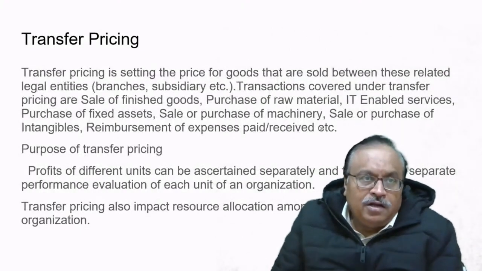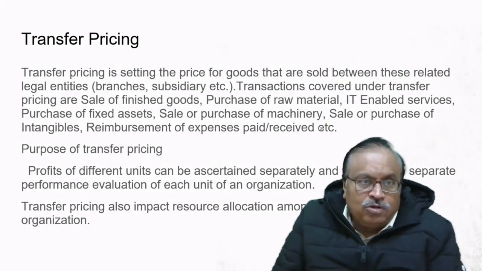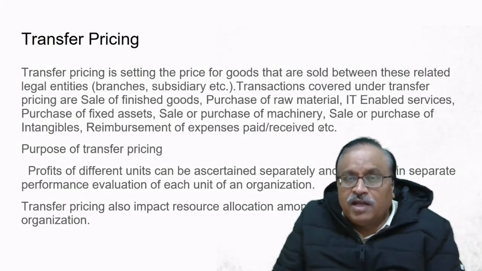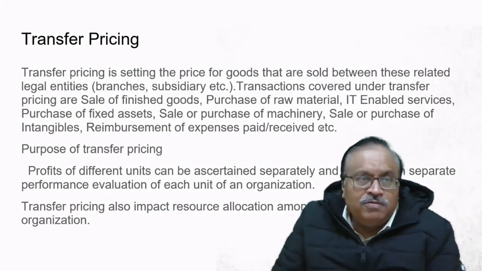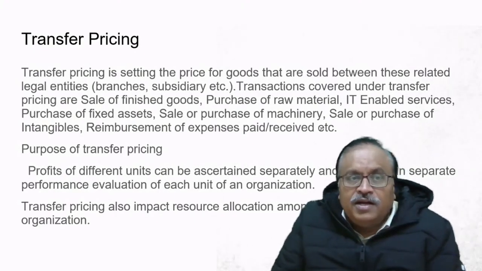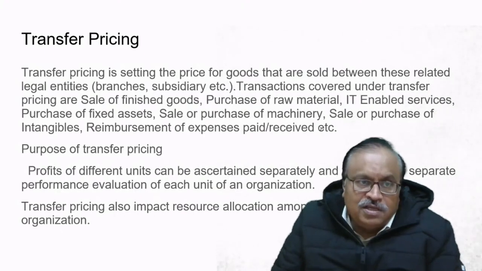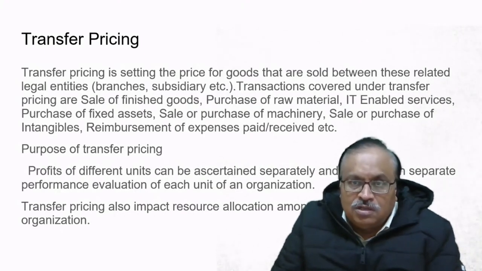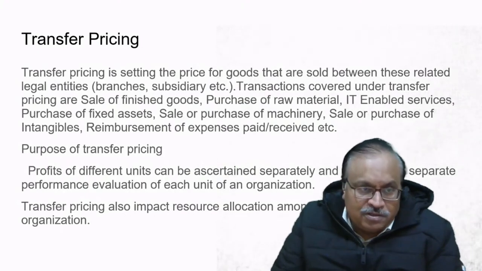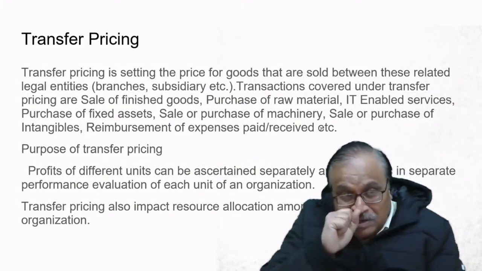Then we have transfer pricing. So transfer pricing is setting the price for goods that are sold between these related legal entities, branches, subsidiaries, etc. Transactions covered under transfer pricing are sale of finished goods, purchase of raw material, IT-enabled services, purchase of fixed assets, sale or purchase of machinery, etc. So these are transfer pricing.